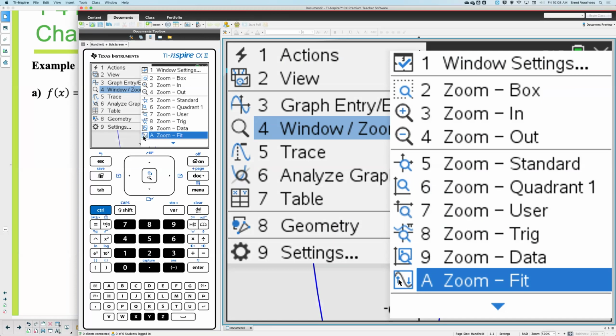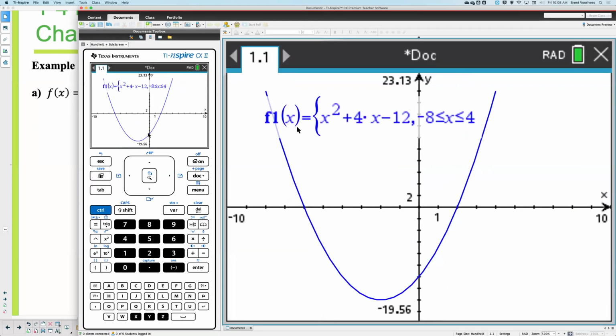Which way are they pointing? This one up and this one down. What zoom fit will do is it will not change the x values. It'll only change your y's for the given x values on your screen. Because we told the calculator we want it from -8 to 4, it'll fit in -8 to 4. So you see how it shows us the top of the graph and the bottom of the graph? That's what we want.